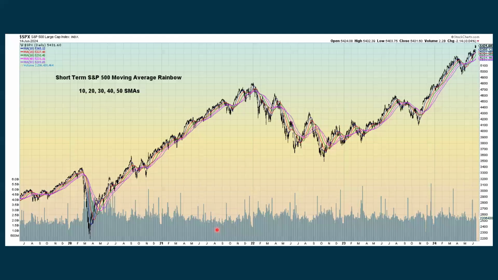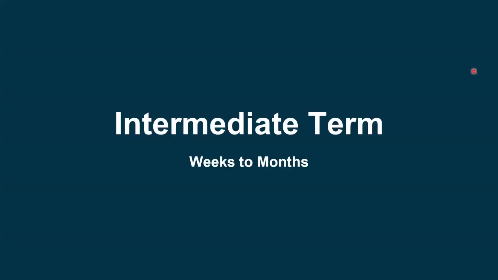A short-term chart, this is a rainbow, and we're above all of the lines plotted here. These are moving averages going from 10 periods up to 50 periods. And this just suggests that the short-term trend is still positive. We're above all of the lines, and the lines are all going up.